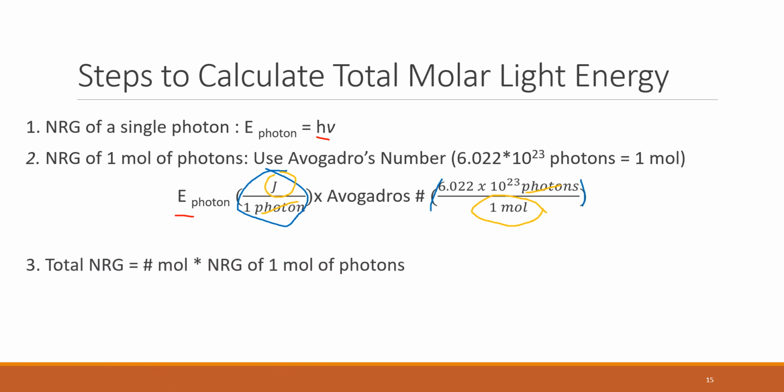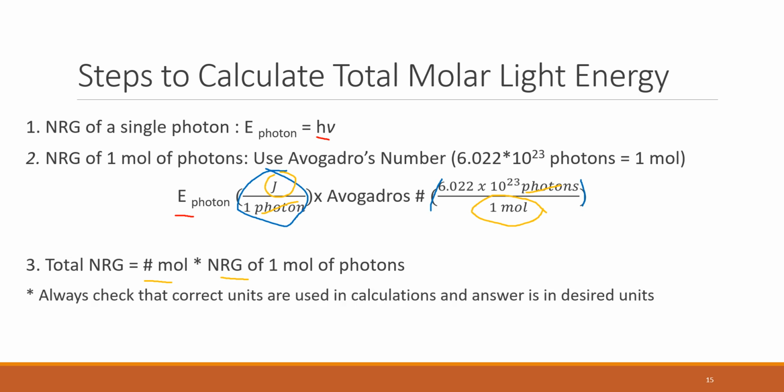Now the last step is calculating the total energy. So how do we calculate the total energy? We're going to take the number of moles multiplied by the energy of 1 mole of photons. Okay, so what are these things? Where do you get them? Well, the number of moles is going to be given to you in the question. So this number of moles here, that'll be part of the question. They'll say, what is the total energy in 1.5 moles? Okay, so they'll give you that value in the question itself.